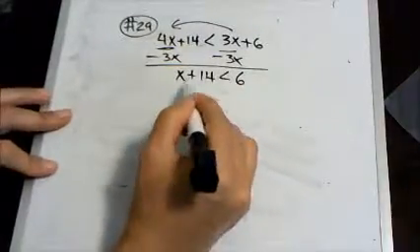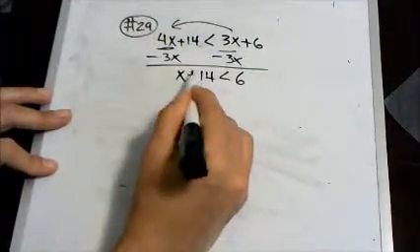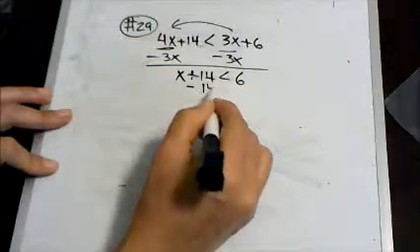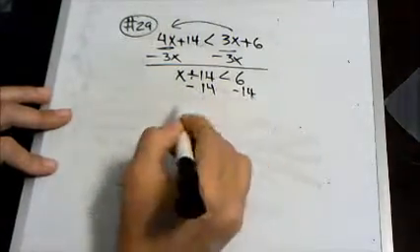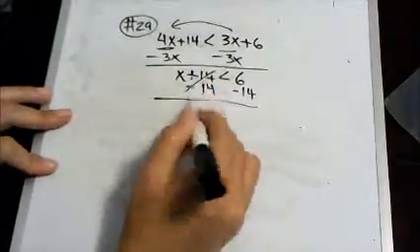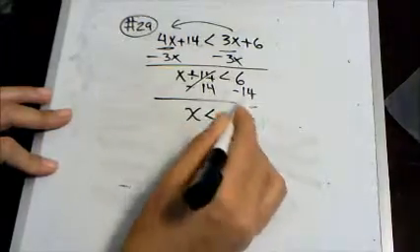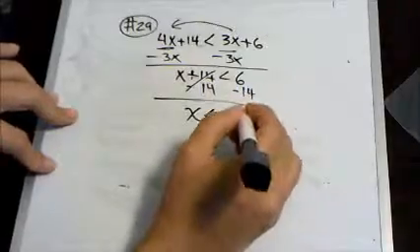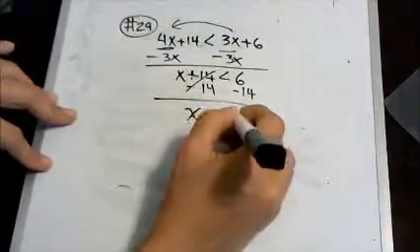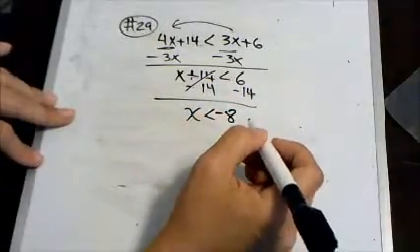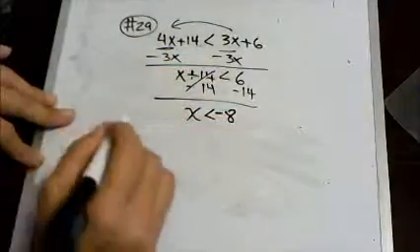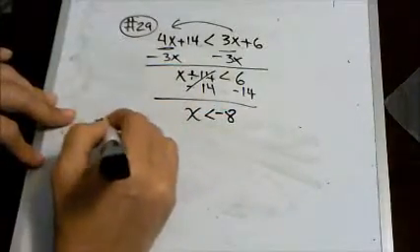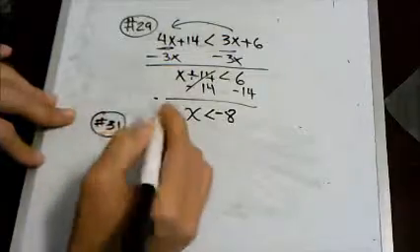Now we need to get rid of that 14, so the opposite of plus here is minus. Minus 14, minus 14. What does that equal? These cancel out. X is less than, what is negative 14 plus 6? That is negative 8. That's your answer. Now let's do number 31.